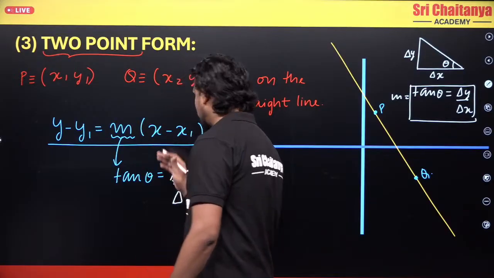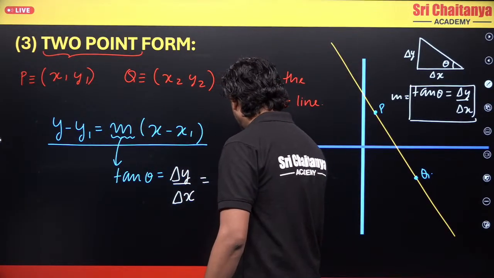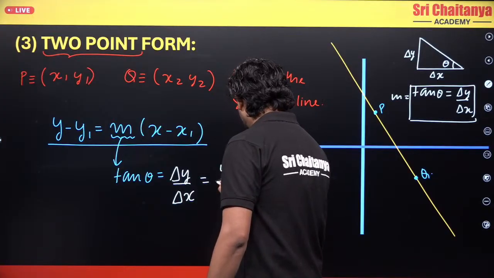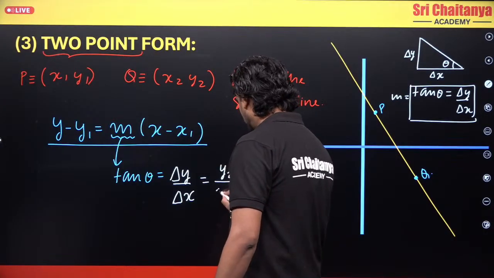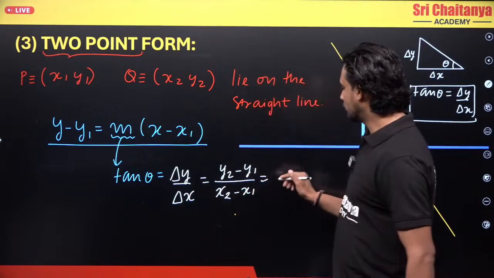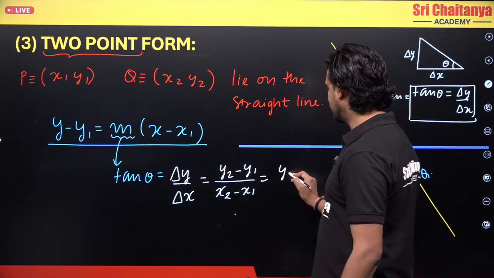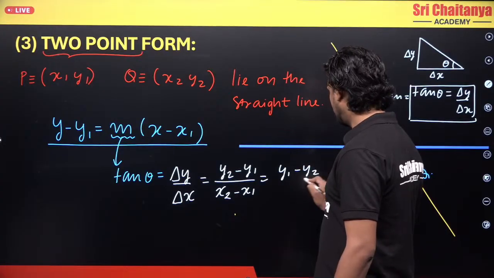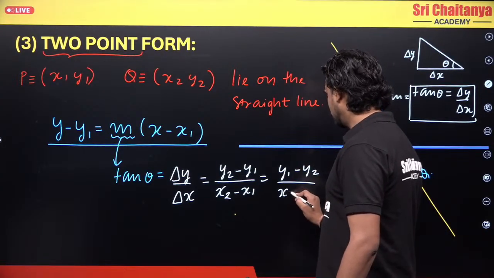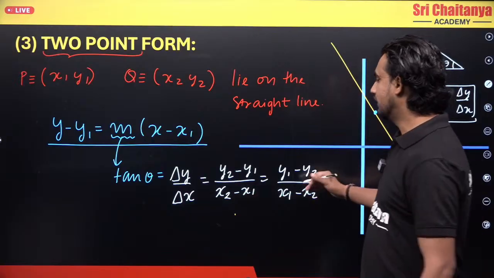Now there are two ways to write delta y, right? What is delta y? I can say delta y is y2 minus y1, that is difference of y coordinate upon difference of x coordinate. Or I can also take a negative sign common, so I will have y1 minus y2 upon x1 minus x2. So this is what tan theta is.